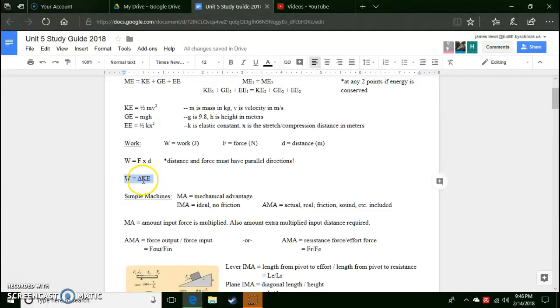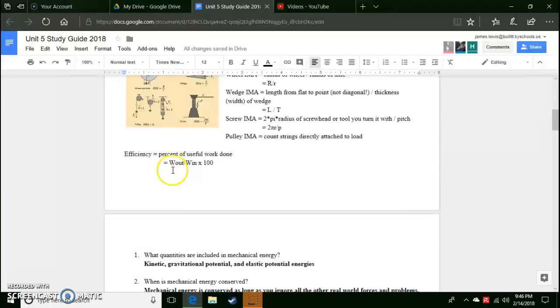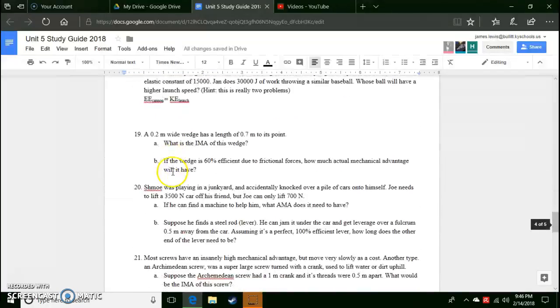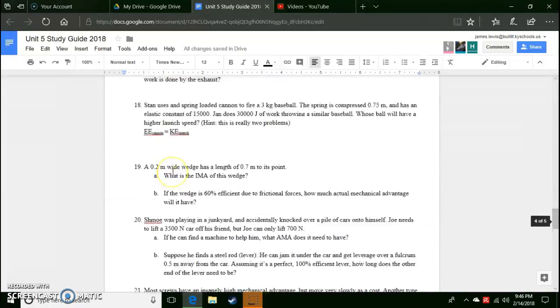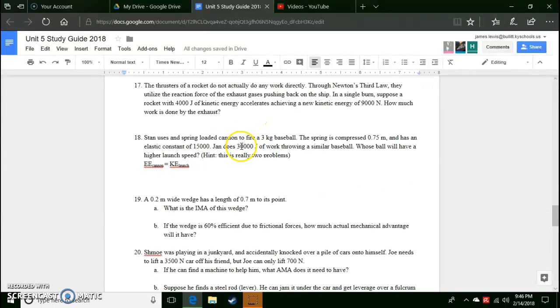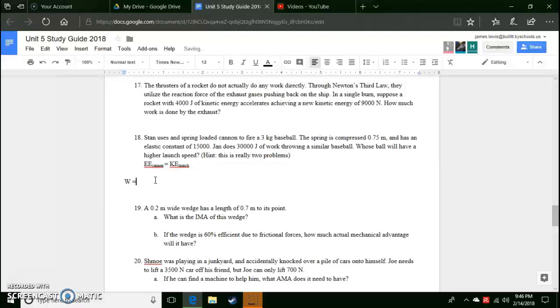It's literally just saying that from throwing the ball, the amount of kinetic energy it's going to gain is equal to the amount of work. So we literally can just say that the work that she did, the work of 30,000 joules, is the kinetic energy. So the work equals the kinetic energy for the launch speed.